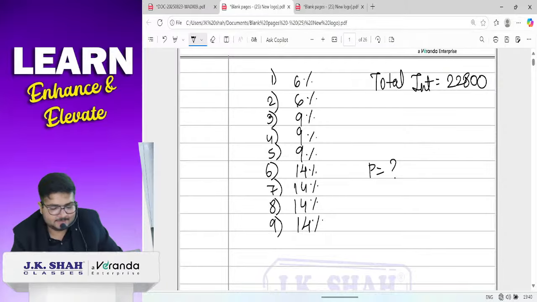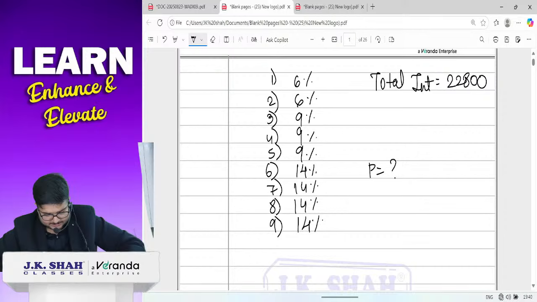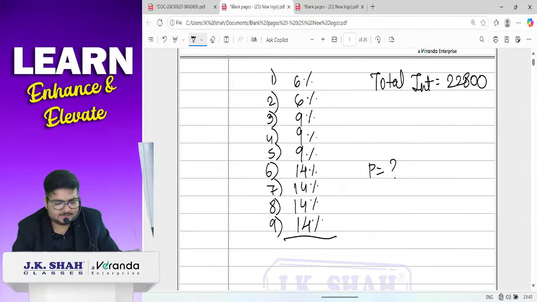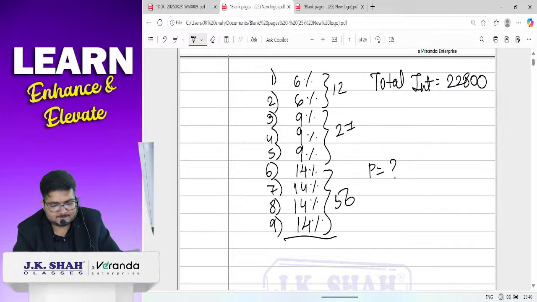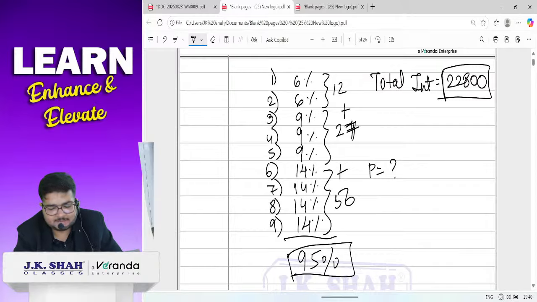Now tell me, we know the interest rate of every year. So let us add all the interest rates. 6 plus 6 is 12. 9 plus 9 plus 9 is 27. 14 times 4 is 56. Add 12 plus 27 plus 56, the total is 95%. That means in total he is going to pay 95% interest. But sir, he paid total interest of 22,800.